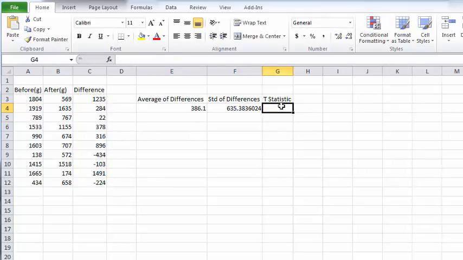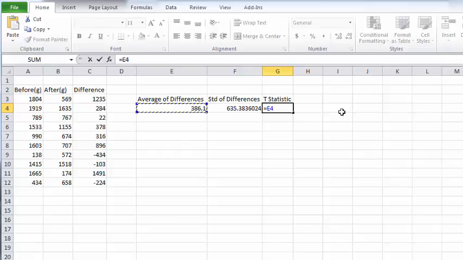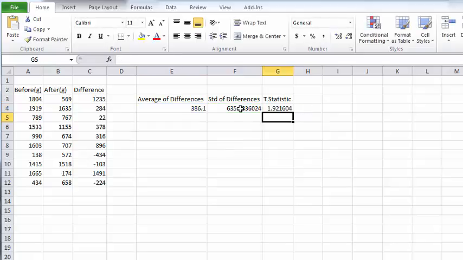Alright, so now we calculate our t-statistic, which, if we remember, is the average of the differences divided by the standard deviation of the differences, which is then divided by the square root of the number of samples. In this case we had 10. So our t-statistic becomes 1.921.